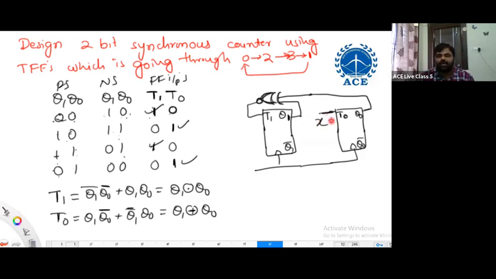The question is this: if the following counter is going through 0, 2, 3, 1 back to 0, then what is that X? The question is given, 4 options are given. This we can do with counter design. With the counter design, we know what X is, right? What is X? Q1 XOR Q0. This was the question given in a previous GATE exam.